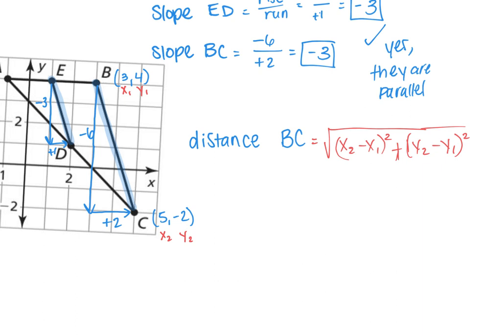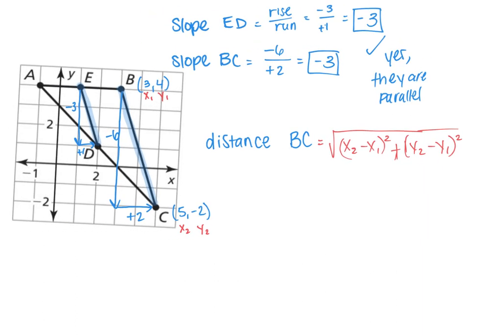So we're going to do x2 minus x1. My x2 was 5, agreed? So this is the square root of 5 minus 3, and then we're going to square it. Plus, what's y2? Negative 2 minus 4, and then we're going to square it. All I did there was plug in the values that I assigned. Are we cool so far?